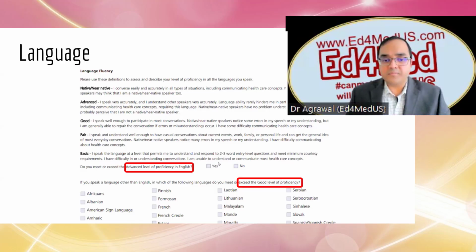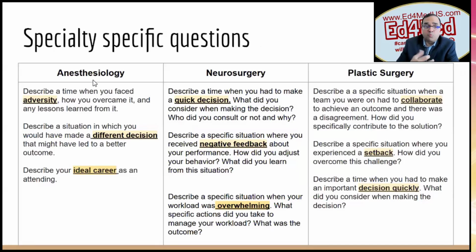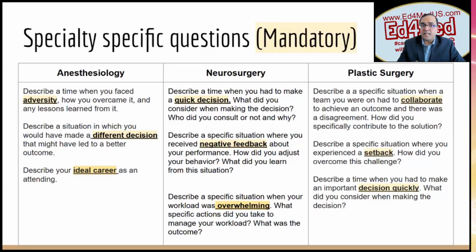So that's very nice. Anesthesiology, neurosurgery, and plastic surgery have additional questions that you need to answer when submitting your residency application. These questions are based on things that came up at work, things like adversity, different decisions that you needed to make, what's your ideal career, making a quick decision, negative feedback, what was overwhelming, setbacks you faced, and collaboration. So just some more questions for these specialties that need to be answered, and these are mandatory. If you want to apply for anesthesiology, you need to answer this to submit your application.